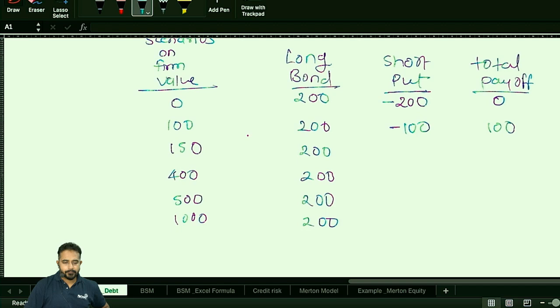Obligation to buy at 200, price 50. So this is minus 50. I get 150 here. Obligation to buy at 200, price in the market 400, right?